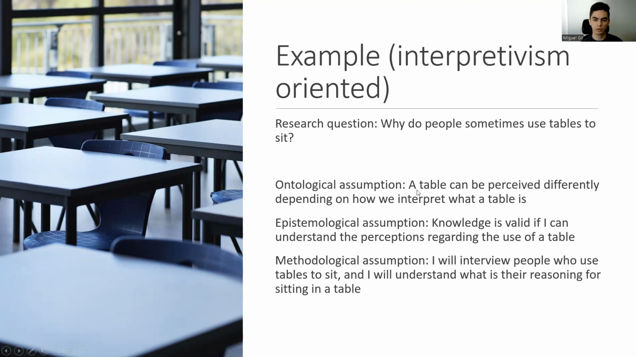In terms of the ontological assumption, that's the thing. We don't assume that the table is a table. We assume that a table can be perceived or interpreted differently depending on how people interpret or assume what a table is, right? Maybe at some point you see a table and you see it's a table, but I can sit, so you sit. So I want to understand why that happens.